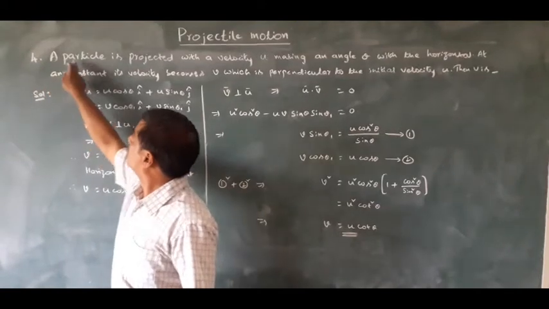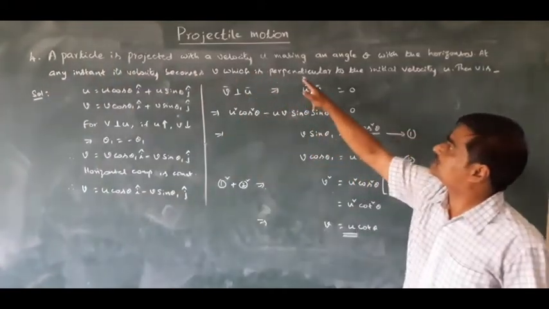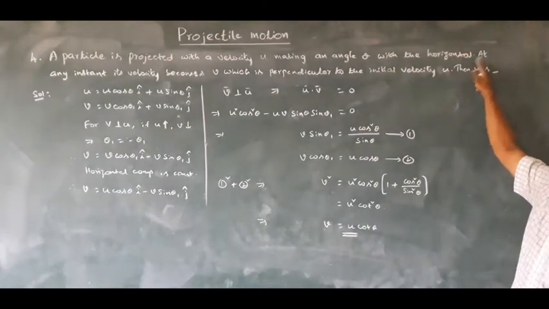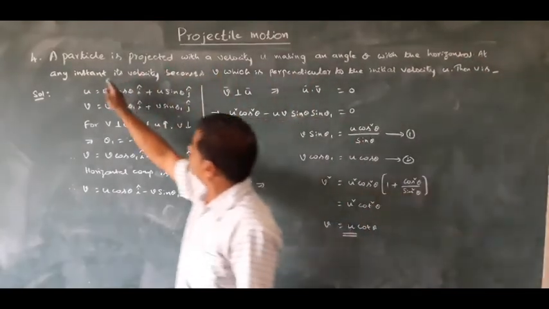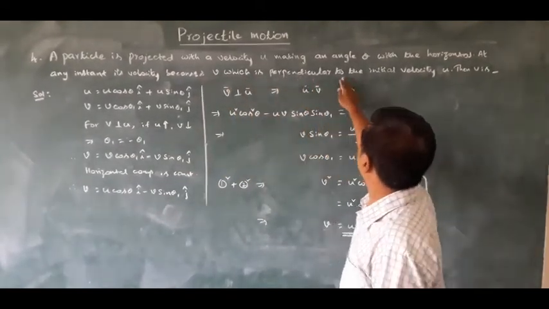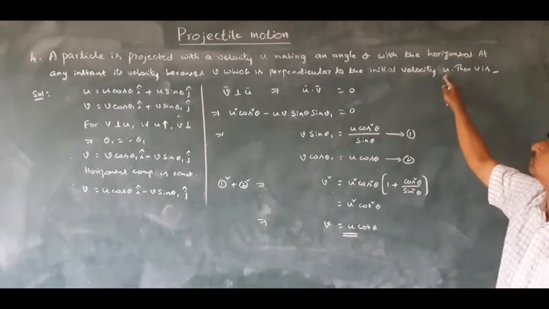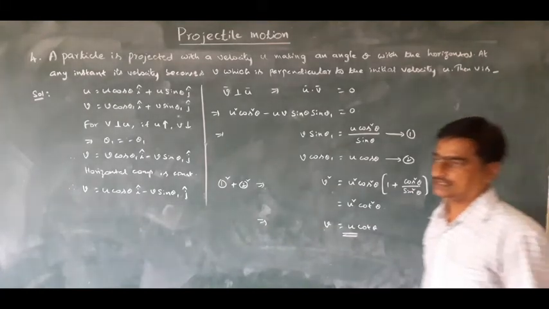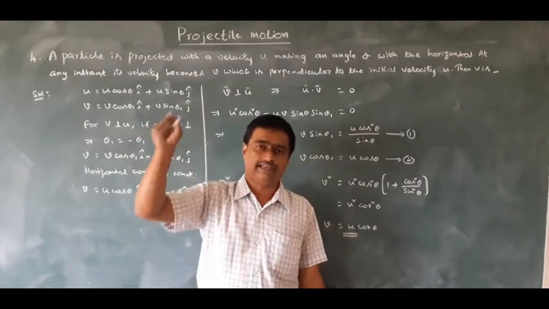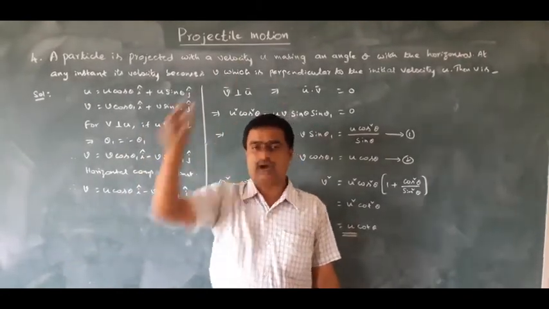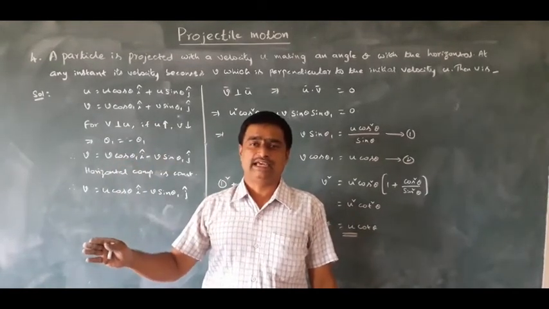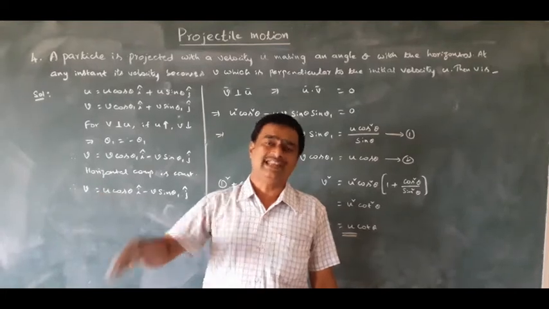Next one. A particle is projected with a velocity u, making an angle theta with the horizontal. At any instant, its velocity becomes v, which is perpendicular to the initial velocity u. Then v is, that is, the body is projected. It is having a parabolic path. Then at a certain point of its journey, its velocity is perpendicular to the initial velocity.